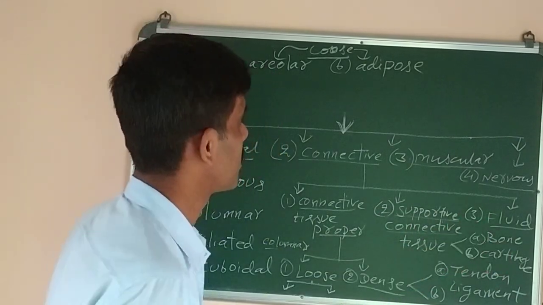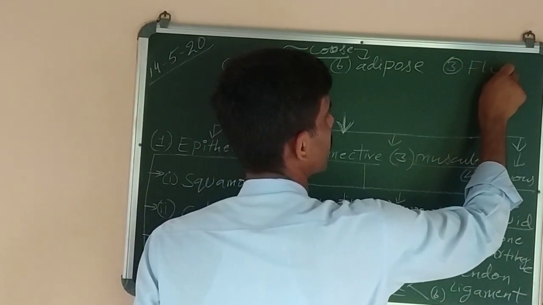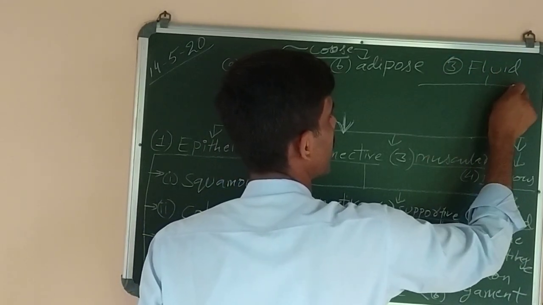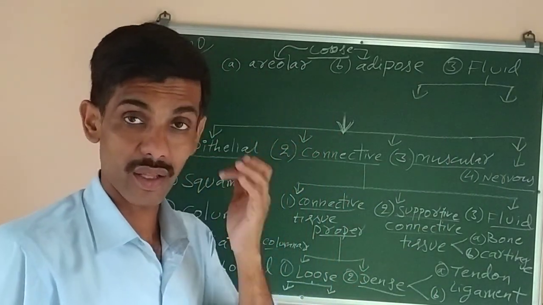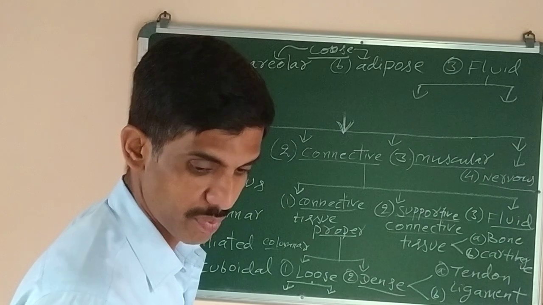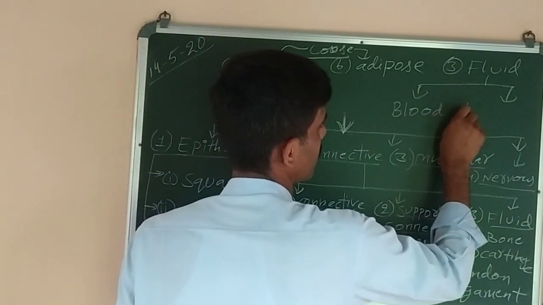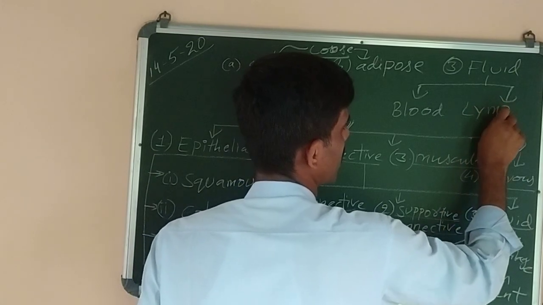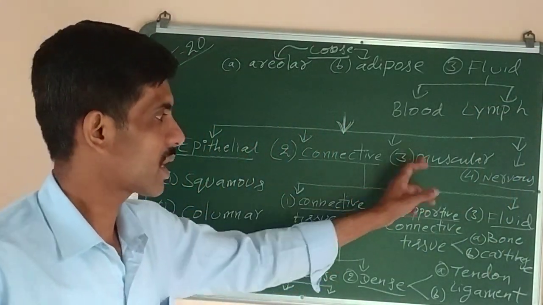And the fluid connective tissue, I will write it here, the third one. Fluid connective tissue is also further divided into two types. What are they? They are blood and lymph. So blood and lymph are the two types of fluid connective tissue.